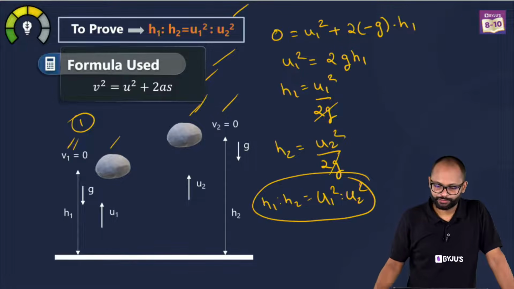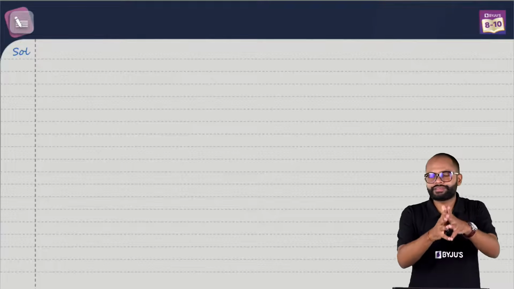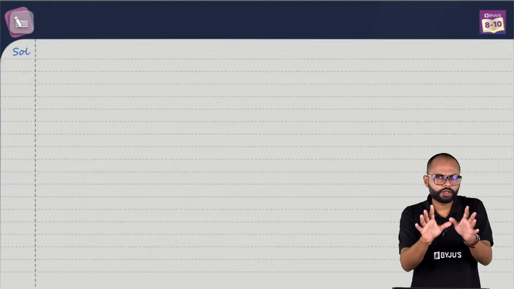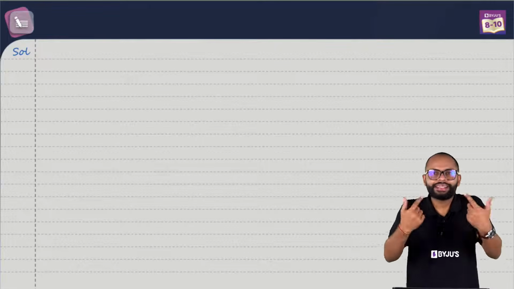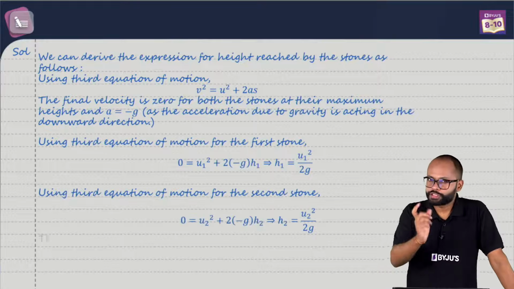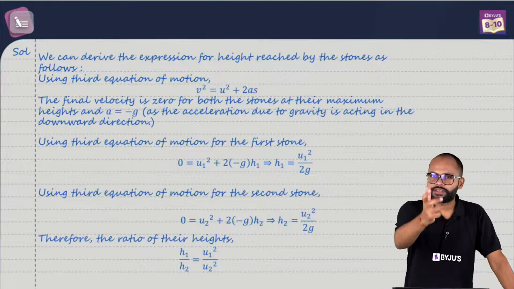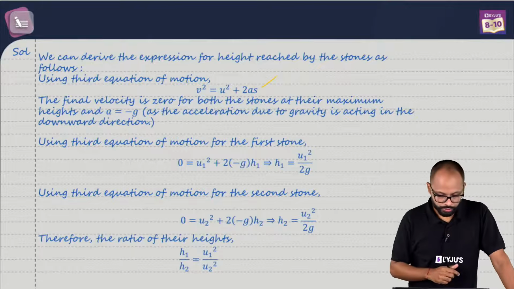Yes, by third equation of motion. All right, guys. This was a long answer type question. Now, one problem which I have seen a lot of students face is they don't know how much to write in the explanation. So I'll tell you how much to write. What is a good and precise answer? First of all, you will tell what equation you want to use.